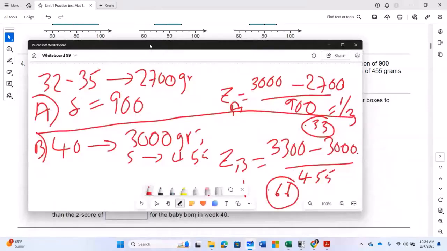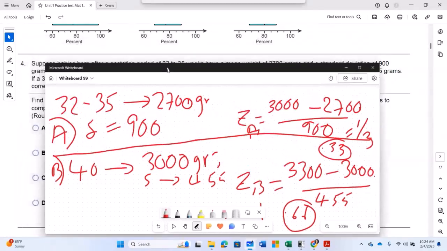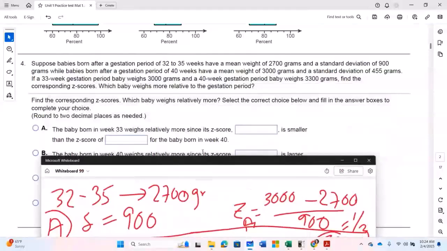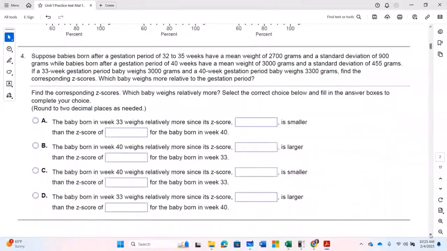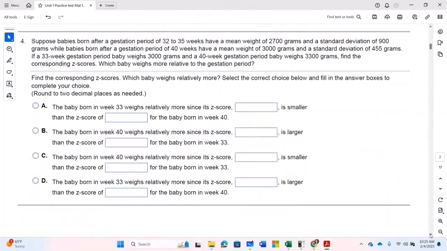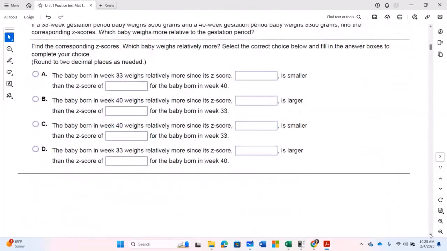Actually, they weighed 0.66. They weighed twice, because 0.66 divided by 2 is 0.33. So actually, the babies that stay in the stomach full term, they weigh more. If the baby is premature, the baby will not weigh as much.